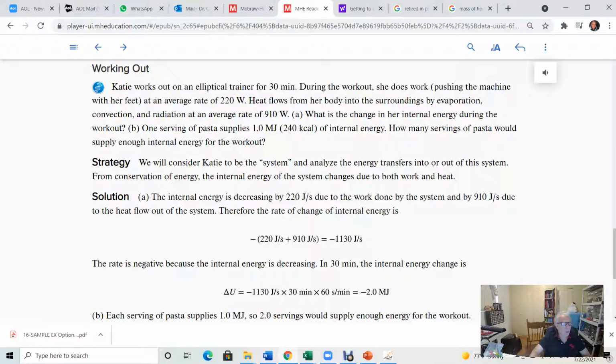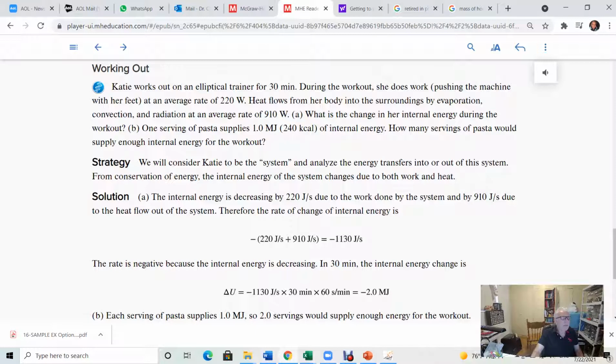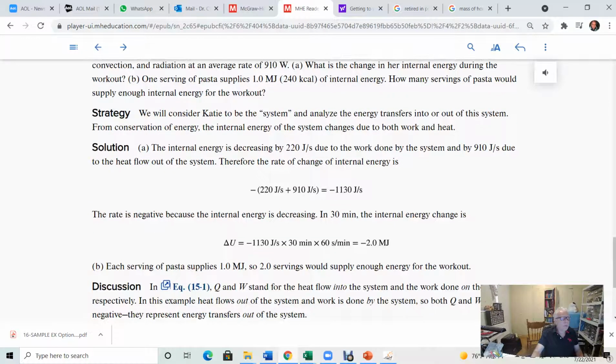During a 30-minute workout, if she's doing that constantly at a constant rate, and doesn't change the effort during the workout, then all you gotta do is to multiply this value here by 30 minutes. 30 minutes times 60 seconds. And we end up getting 2 megajoules. Okay? One serving of pasta supplies 1 megajoule of internal energy. How many servings of pasta would supply enough internal energy for the workout? Okay.